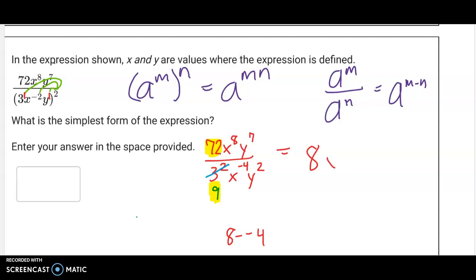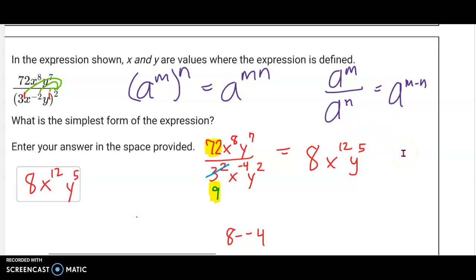And that is 12, which you can type in your calculator if you need to do that. And now let's subtract the exponents of the y's. So 7 minus 2 is 5. So that is our final answer, 8 x to the 12th, y to the 5th. And you would type that in as a response in Aware.